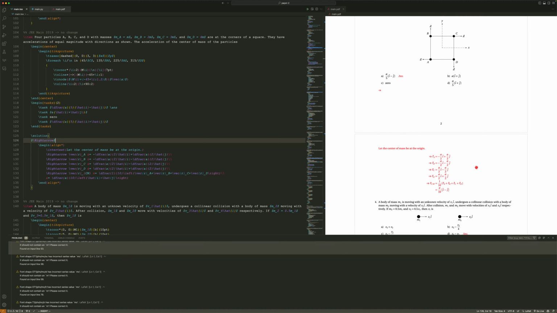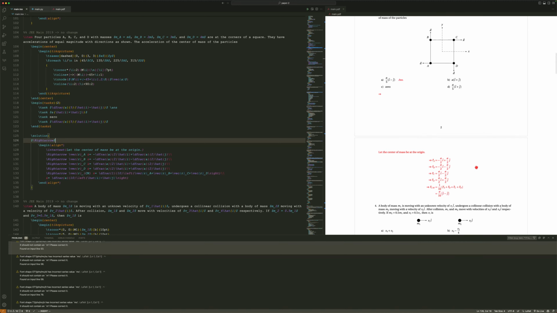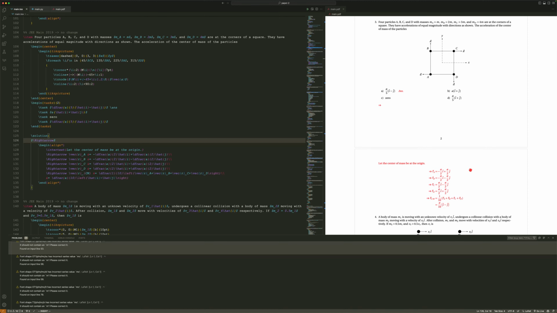Oh wow, it's great. But I don't think it's great because it's using position. Let's draw. Why must the center be origin? It's wrong.